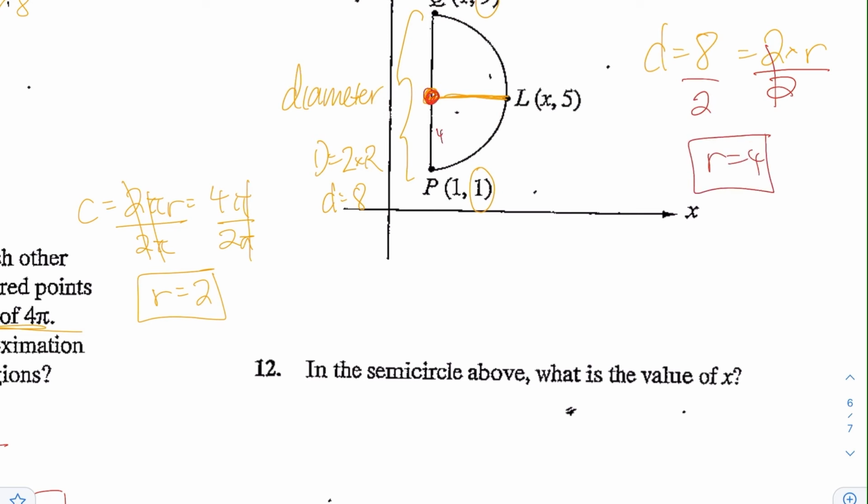So this point will be (1, 5), because 5 is halfway between 1 and 9. And now since the radius is 4, point L will be 4 plus the 1, or (5, 5). Because if you add 4 to the x's, that will give you point L.